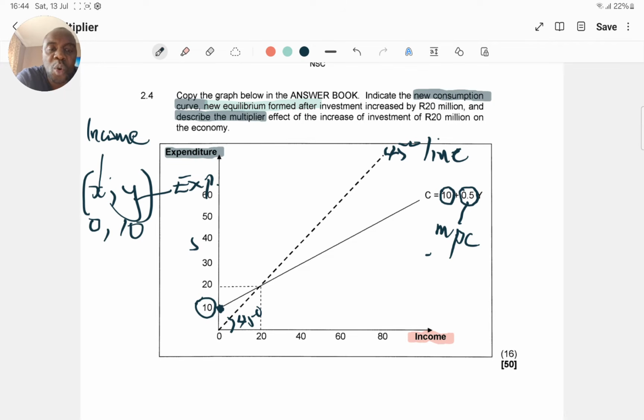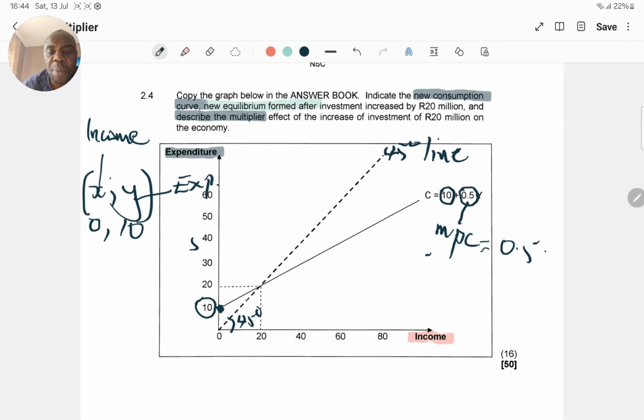Marginal propensity to consume. What is marginal propensity to consume? It's any increase in income that is devoted to expenditure. So in this case, we have our marginal propensity to consume as 0.5. This becomes our MPC. So our MPC is 0.5.